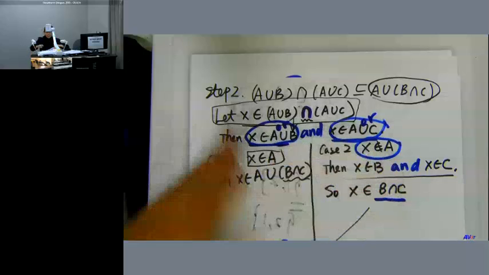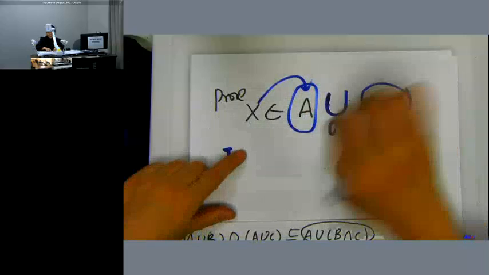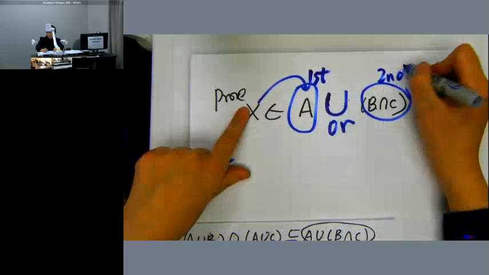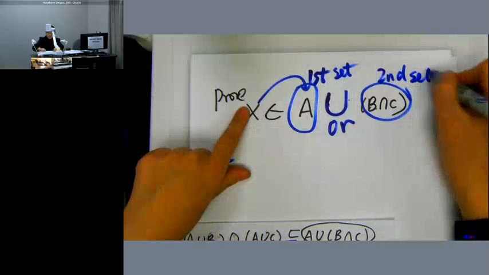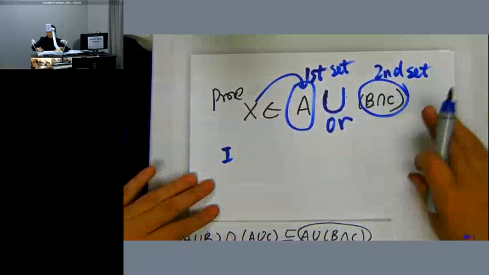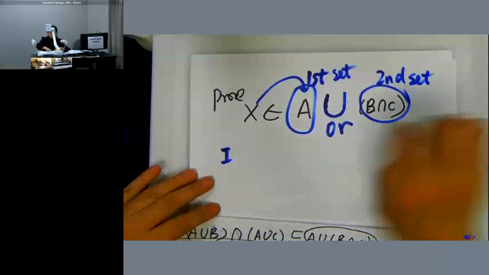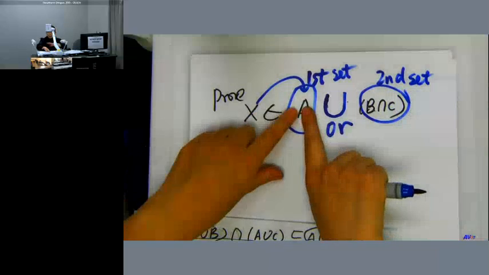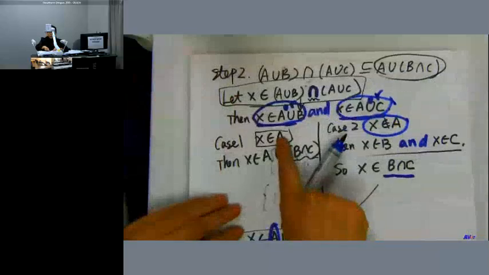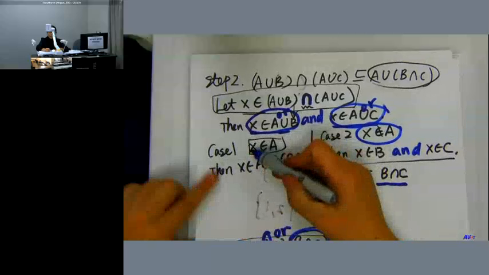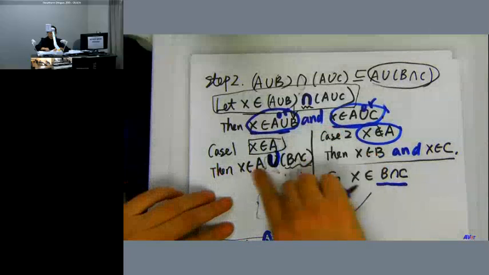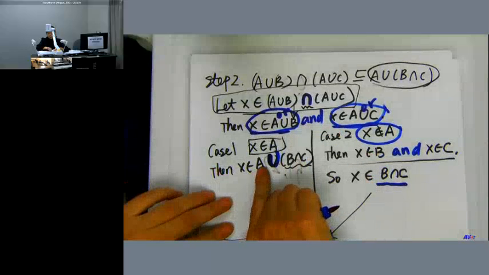If X is in A, it's going to be in the union because X is in the first one. Let's call this the first set and this the second set. Although the second set has another two in there, you can think of intersection as one single set. The intersection is still a set. So if X is in the first one, then I'm done. X has to be in the union. That's why the first case is so easy. All you have to do is write down the case assumption: X is in A. Then X has to be in the union because it's in the first one.